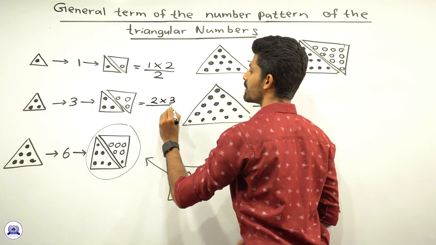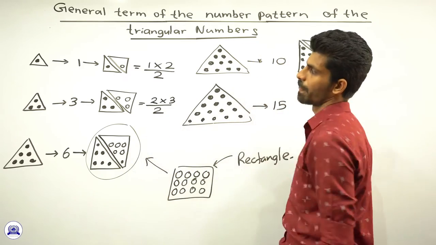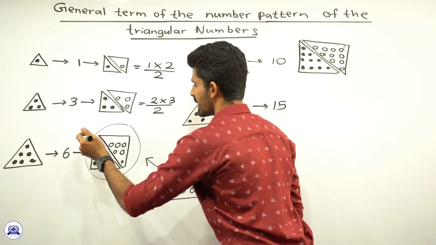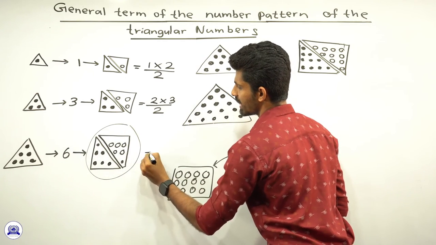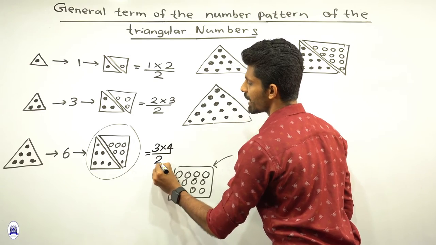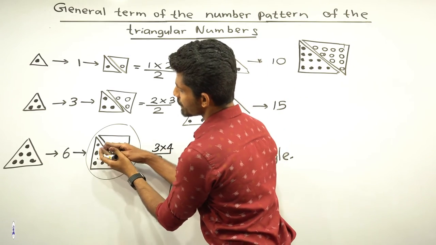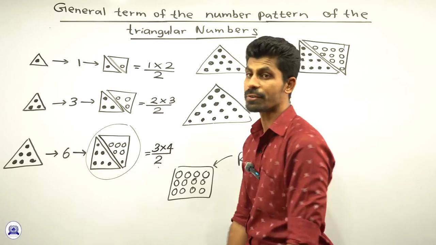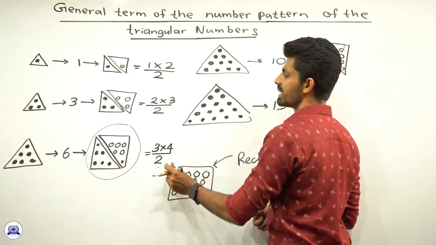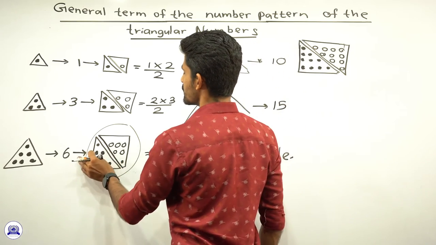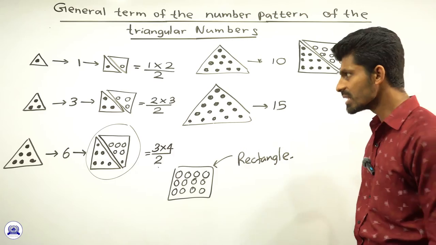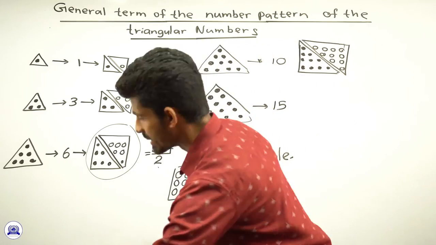2 into 3. What is the value? Divide by 2. 3 into 4, divide by 2. Divide by 2 means you need exactly half, no? 3 into 4, 12. 12 divided by 2, 6. 1, 2, 3, 4, 5, 6.